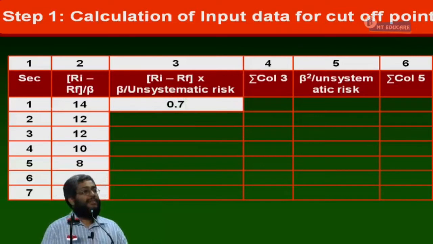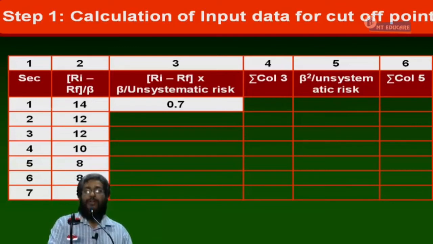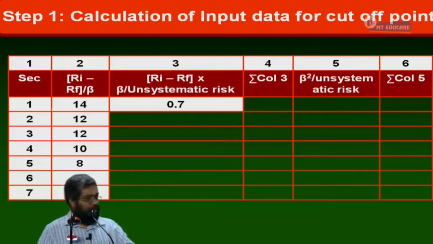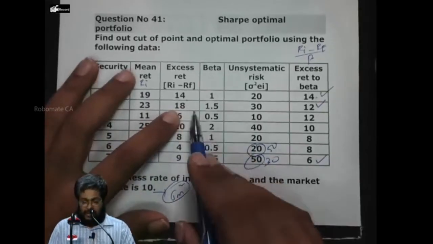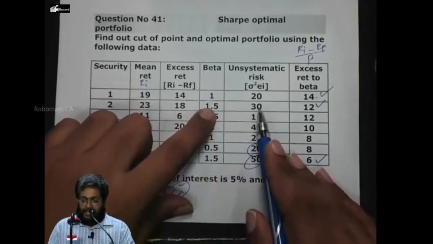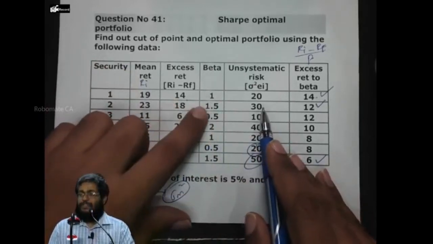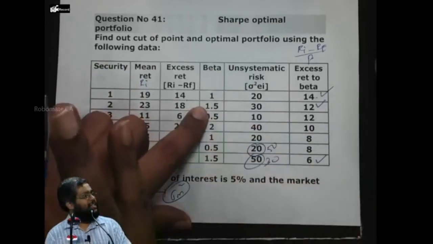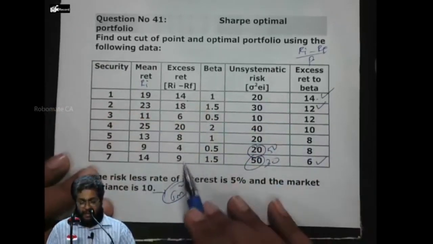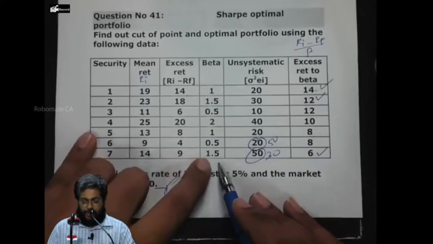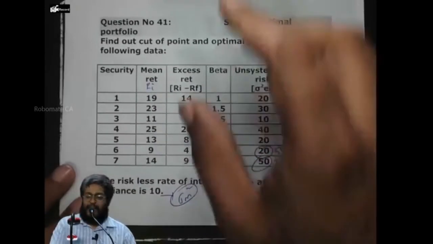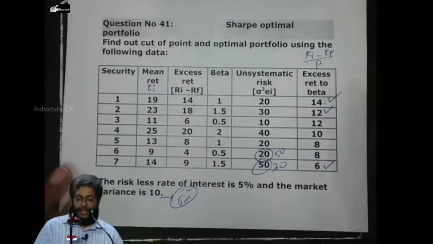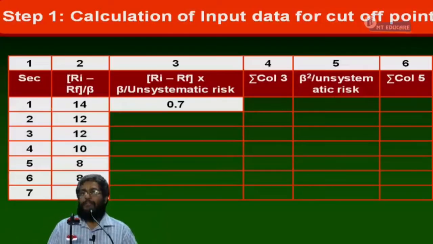When I ask, tell me. Can I proceed or not? For security 2, what is RI minus RF? Into what is beta? Divided by unsystematic risk 30. 18 into 1.5 divided by 30. We can tell it later. Are you understanding it or not? For security 7, tell me what it is: 9 into 1.5 divided by 30. Did you understand how the numbers have been calculated? Please tell me now the number for security 2: 18 into 1.5 divided by 30.